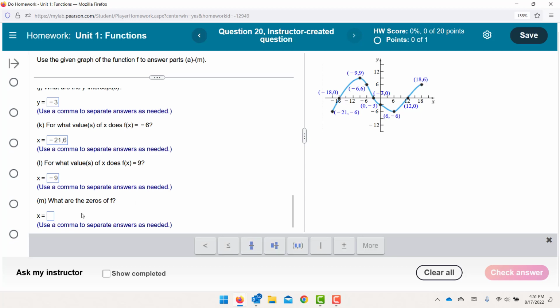And then the last part, part M, what are the zeros of f? We've already actually answered this twice. Zeros, that's another way of saying what are the x-intercepts, or what are the x's when y is 0. So those are the x values on the x-axis, again, that we've already named. And those were negative 18, negative 3, and 12. So I'll write those with a comma.